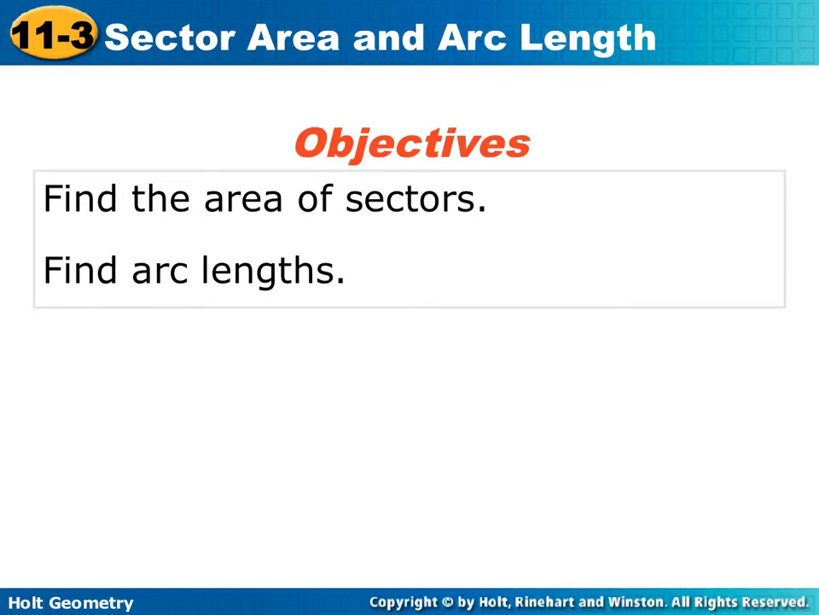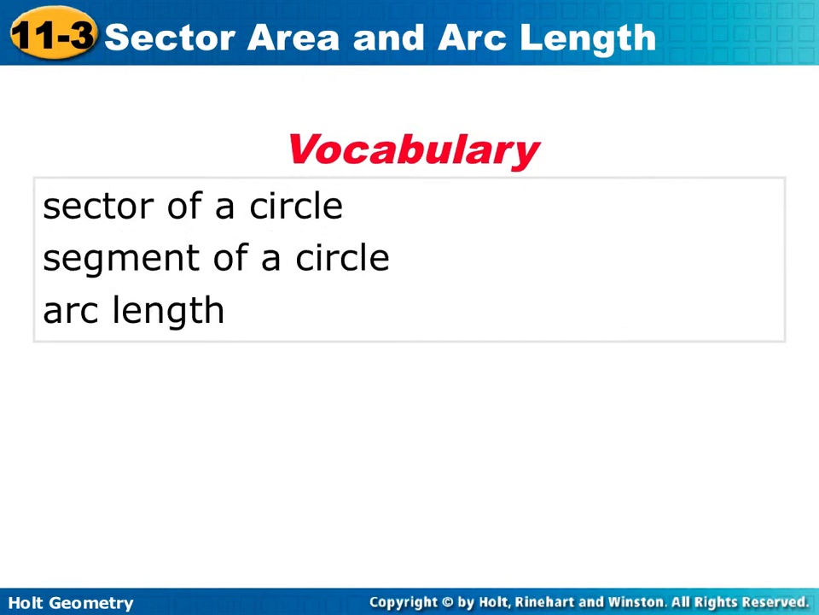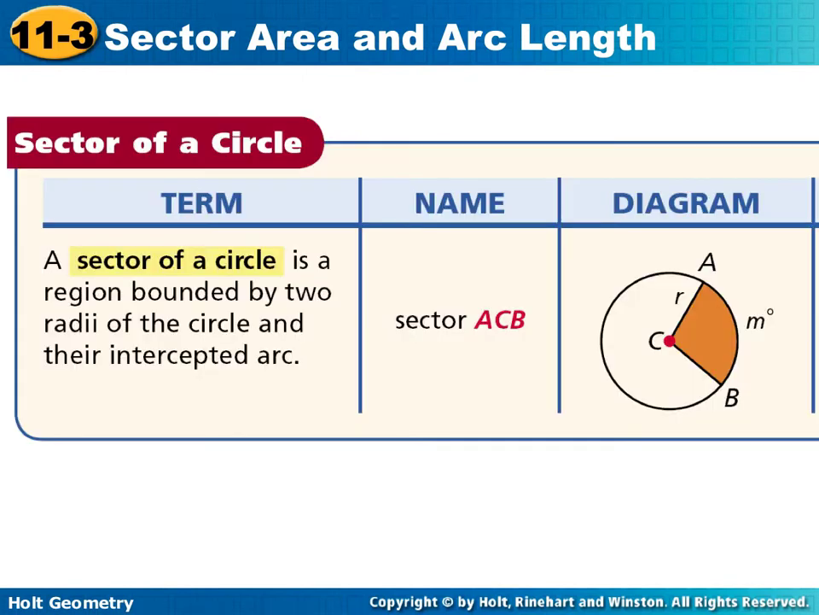And find length of arcs. So mainly three things to do, and then we should have some working time because I'll be giving you that cumulative test to start today. Alright, so first of all, a sector of a circle is a region bounded by two radii of the circle and their intersected arcs.